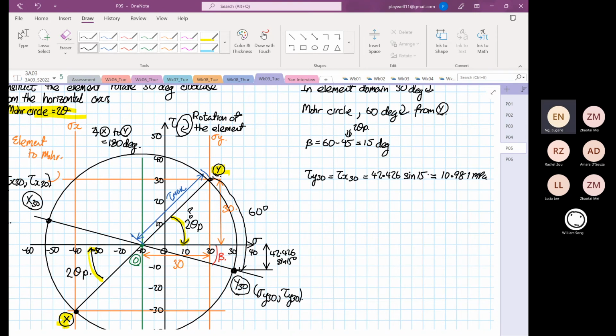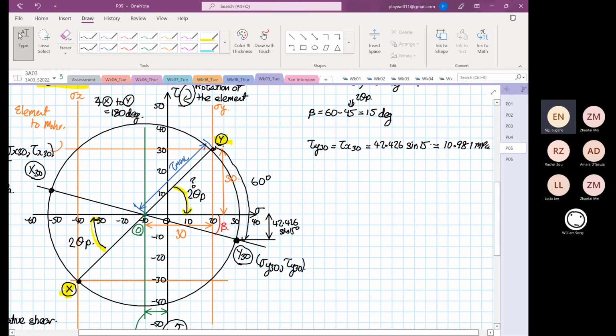Okay, so that's the shear stress. So the next thing that we're going to find out is the normal stress. Sorry, the one we found is the shear stress. So the normal stress for stress Y30, we're going to find it from this point over here, right? And where we are going to get that value is from the stress average line. Okay, it's not from the zero line, it's from the stress average line, because at the center is how we rotate from Y to Y30, right? So we know that this will be equal to minus 10.